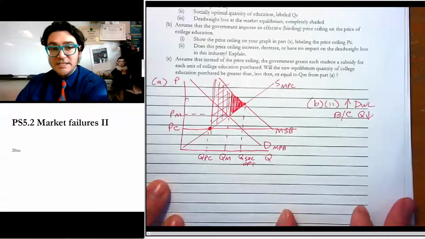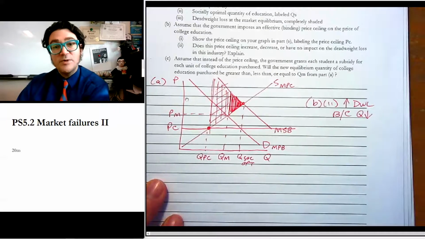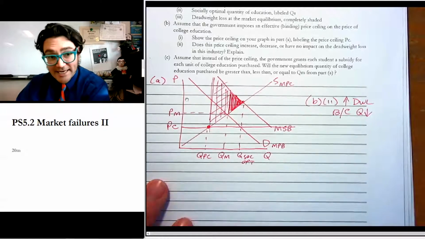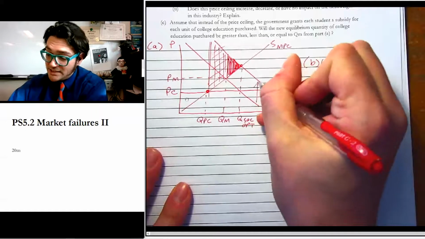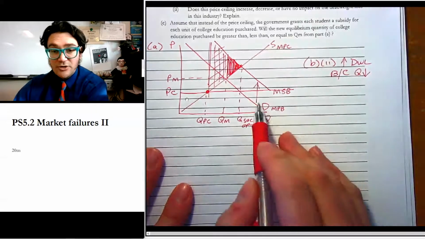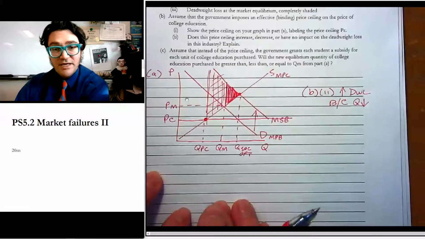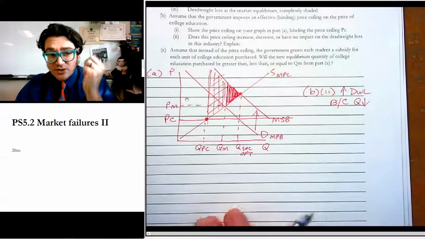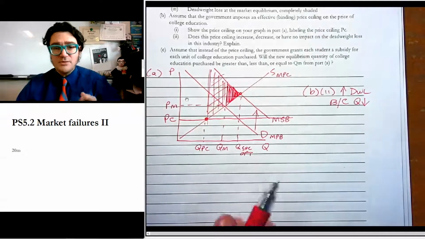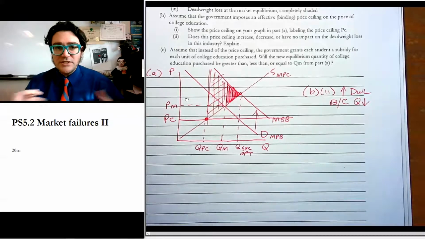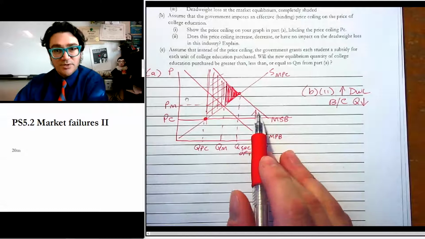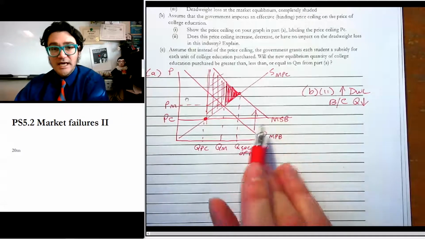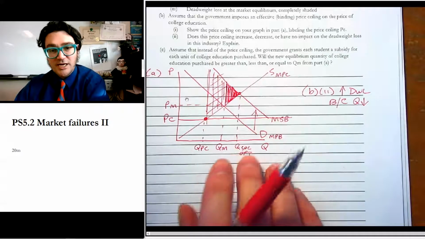Then it says C, assume that instead of the price ceiling, the government grants each student a subsidy for each unit of college purchased. And that is actually what they should be doing. Remember, we talked about how the easiest thing to do is just get this MPB curve up to be the MSB curve. If we could do that, we're saying every time you take a college class, we'll give you $1,000. Well, that allows the college students to increase their personal demand up to where the social benefit curve is. And that could get us back up to the socially optimal quantity.